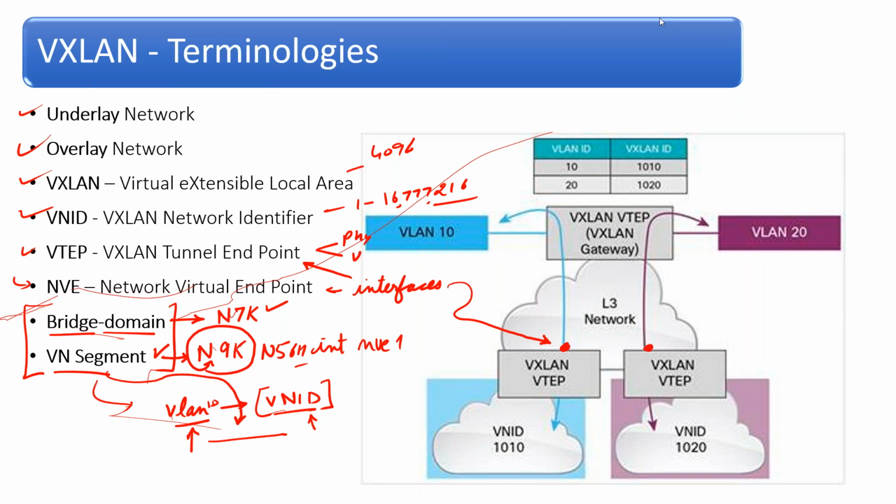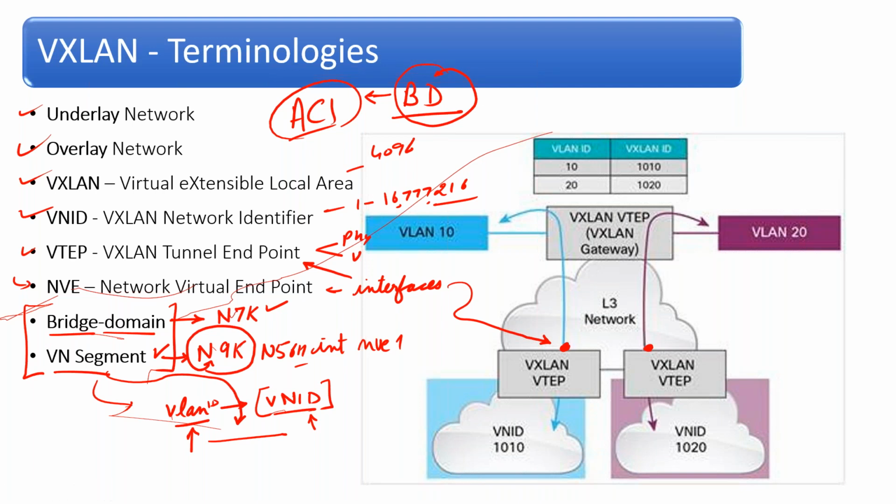And my dear friend Shekhar, in case you have gone through something called ACI, where we use the same terminology, please do not match it with this. Please do not confuse this bridge domain with the one we study in application-centric infrastructure.